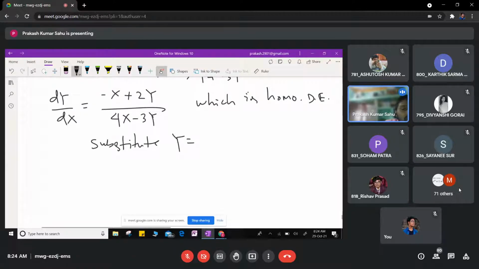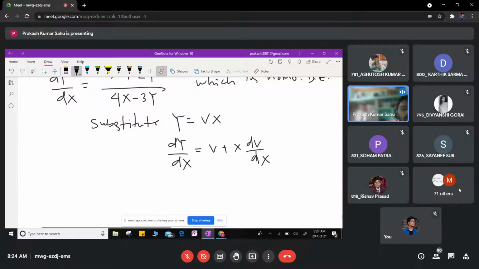Substitute y is equal to vx. Okay. So similarly, dy by dx is equal to v plus x dv by dx. Okay, dy by dx is equal to v plus x dv by dx.